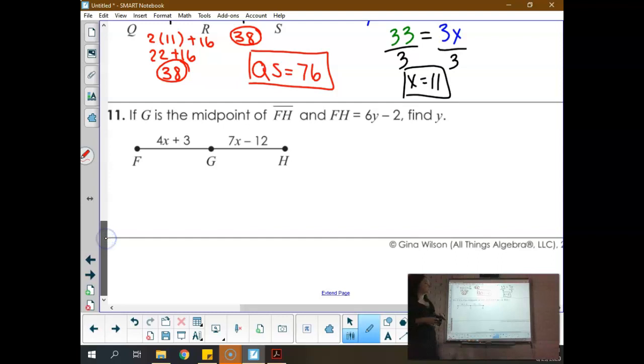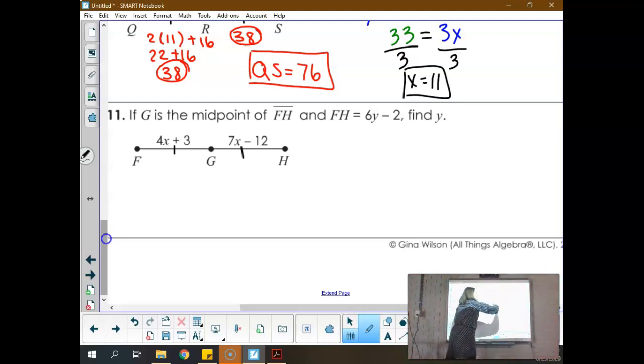Number 11 gets a little tricky because it starts involving multiple variables. So I am going to work through this one completely as well. G is a midpoint. Start here. Ignore the rest of that for right now, because you've got multiple things you need to do. Start with what you know. Even if you're on a quiz or a test and you're like, I don't know what to do with a y. Why are you throwing multiple variables at me? Start with what you know.